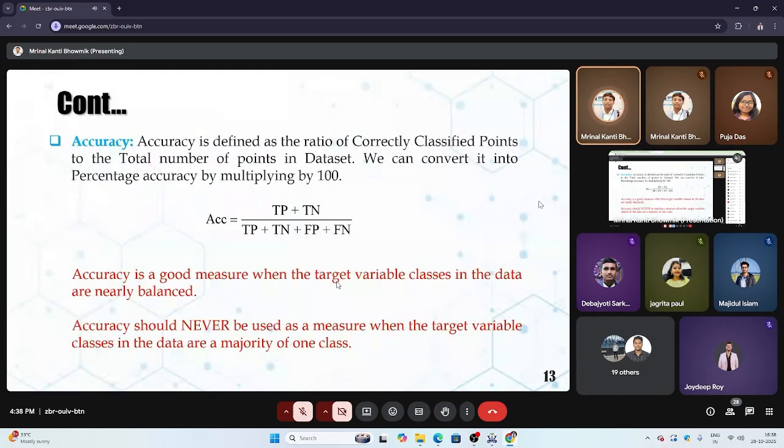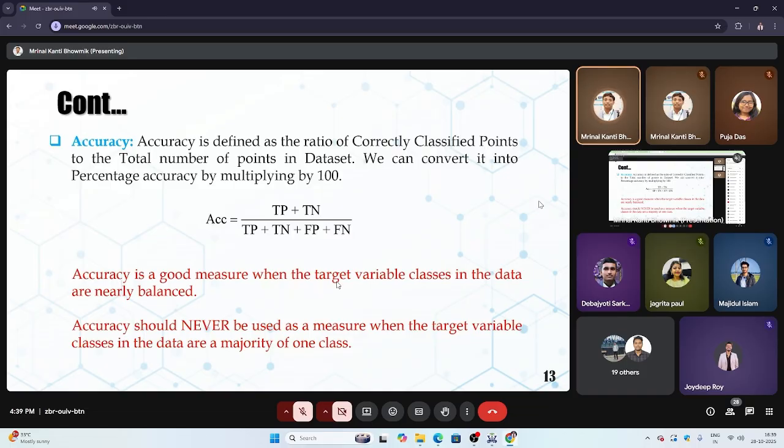So what is accuracy? Accuracy is basically the ratio of the correctly classified points to the total number of points in the data set. We can convert it into a percentage by multiplying by 100. So accuracy is the sum of true positive plus true negative divided by the sum of true positive plus true negative plus false positive plus false negative.